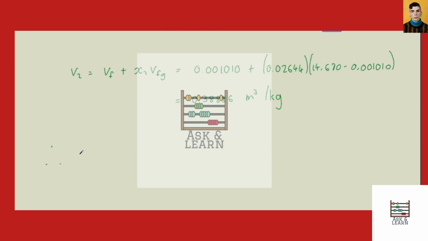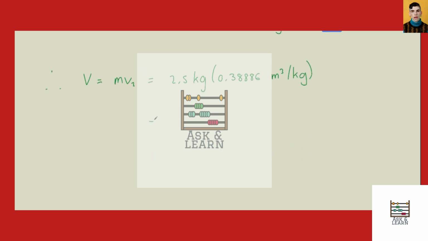And therefore, we can calculate the total volume. V is simply the mass times the volume per unit mass, v2. And so this is the mass of water, 2.5 kg, times 0.3886 cubic meters per kg. Hence we get the volume of the final system to be 0.972 cubic meters.